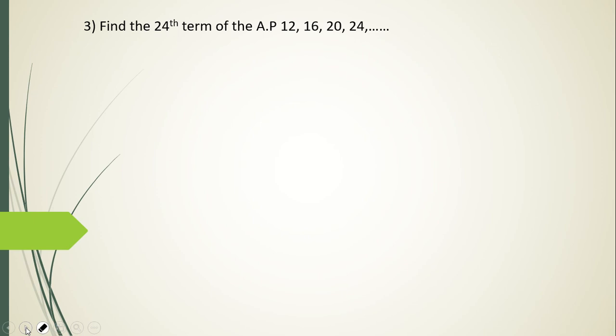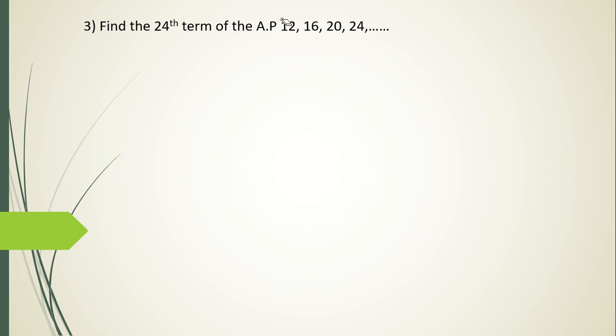Next one. Find the 24th term of the AP. Now it is already given that it is an AP, so there is no question of finding out whether the difference is common or not. The difference has to be common. Just subtract and check. Okay, the difference is 4, you can see. It is not minus, it is going on increasing.